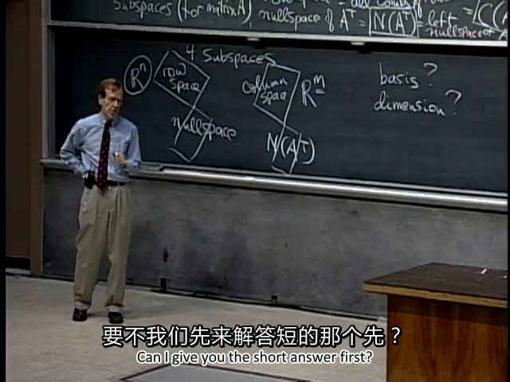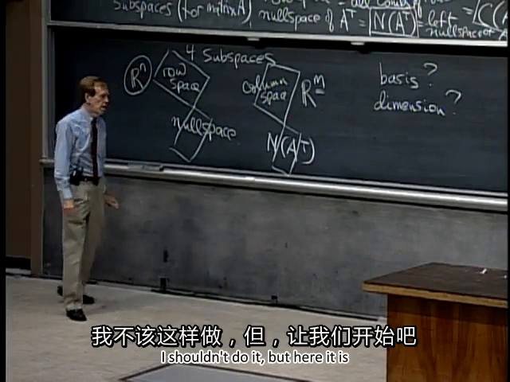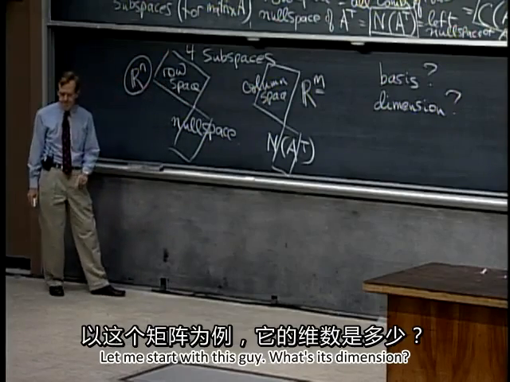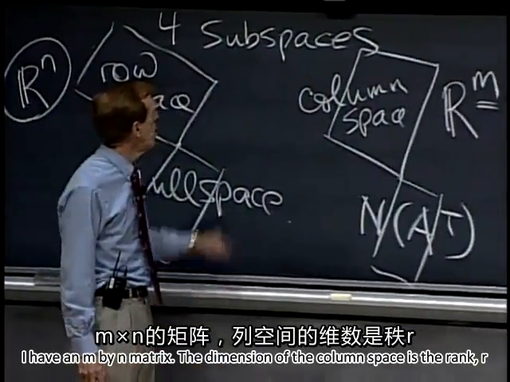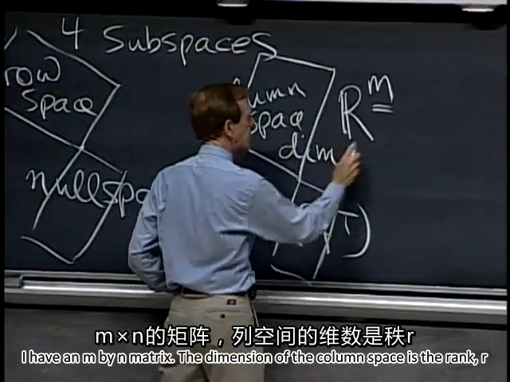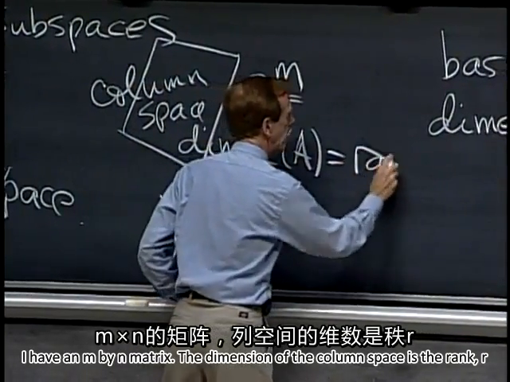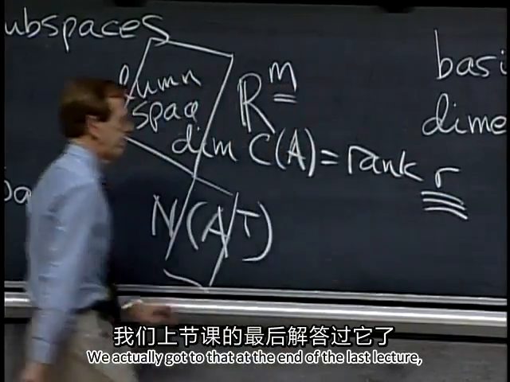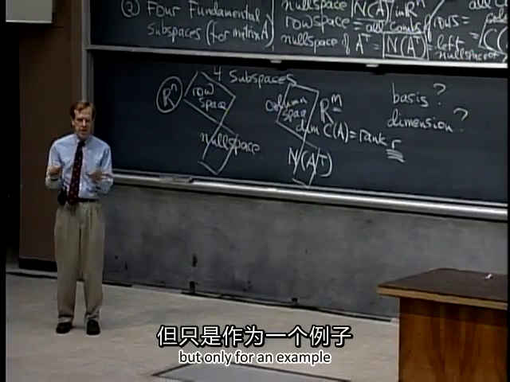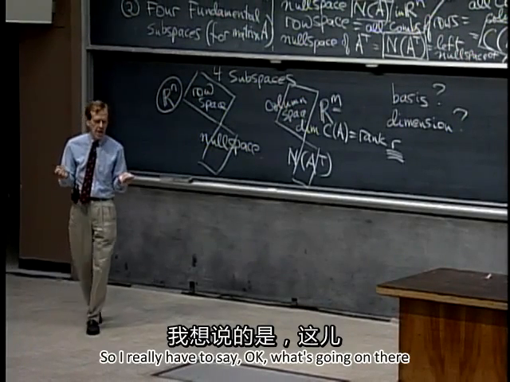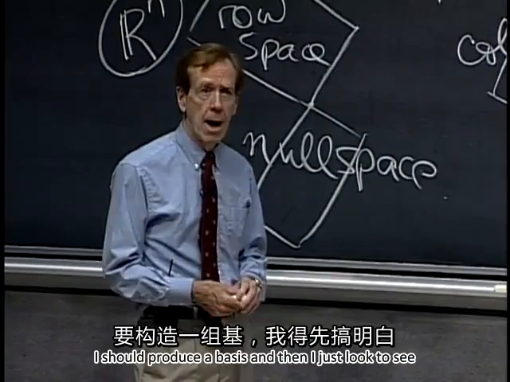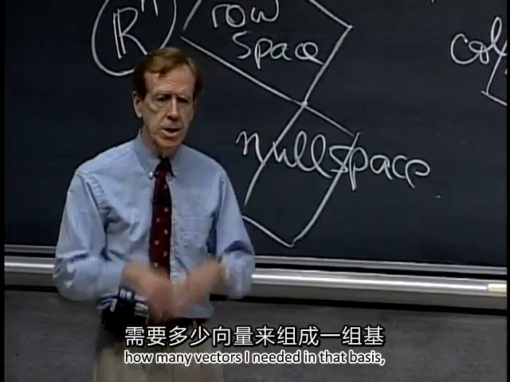Can I give you the short answer first? I shouldn't do it, but here it is. I can tell you the dimension of the column space. Let me start with this guy. What's its dimension? I have an m by n matrix. The dimension of the column space is the rank, R. We actually got to that at the end of the last lecture, but only for an example. So I really have to say, okay, what's going on there? I should produce a basis, and then I just look to see how many vectors I needed in that basis, and the answer will be R.